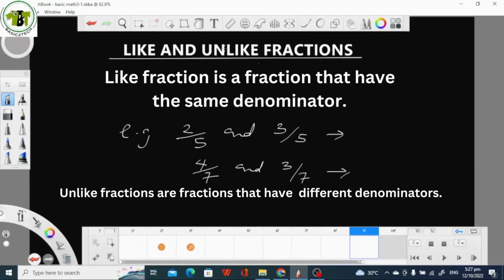While unlike fractions are fractions that have different denominators. For example, 2 over 5 and 3 over 7. These are unlike fractions because they have different denominators.